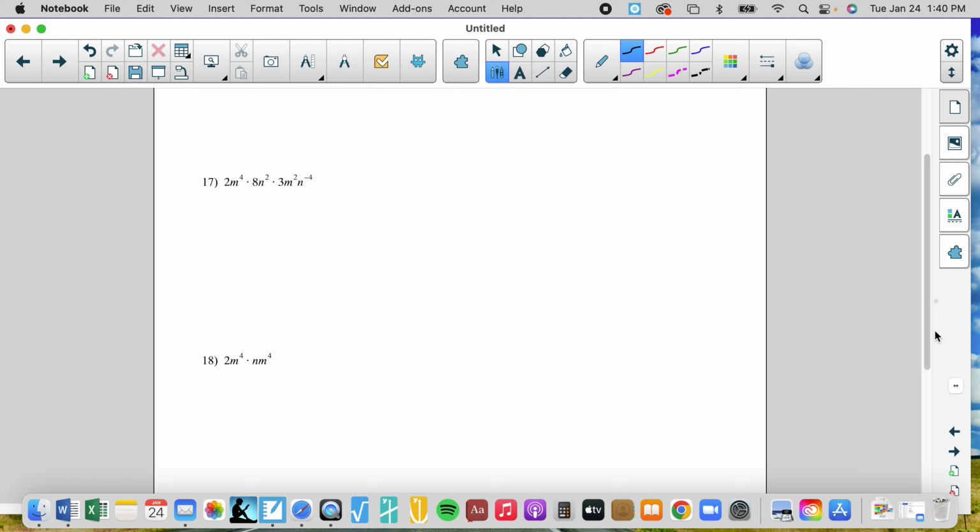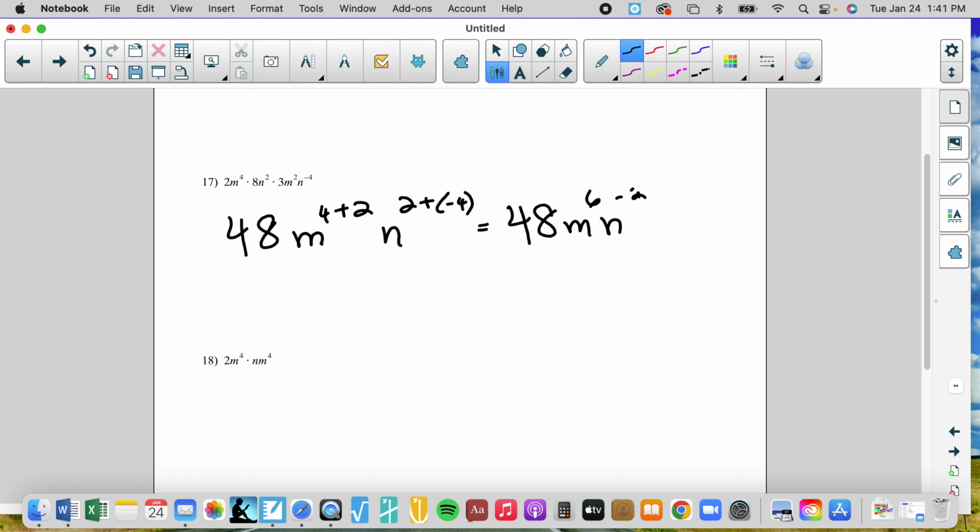17, we've got 3 coefficients, 2, 8, and 3. 2 times 3 is 6. 6 times 8 is 48. That's going to be my coefficient. I have m to the 4th plus m to the 2nd. And then we have n to the 2nd plus -4, which gives me 48 m to the 6th, n to the -2. I can't have that negative exponent, so I have 48 m to the 6th over n to the 2nd.